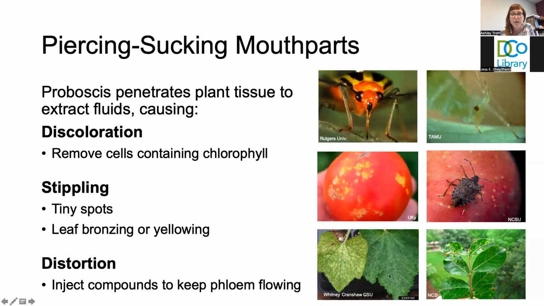Distortion, you can get this, for example, with aphids or with other things. That's what's going on here. They inject compounds to keep the phloem, which is the plant liquid that carries food and nutrients, flowing, right? Because they want all that liquid, they basically get the plant to keep giving that liquid, which causes distortion and kind of strange growth. A lot of times if you see aphids, for example, on a really young plant, you'll see distorted leaf growth just like this right at the very tip. And that's because they've kind of messed up all the regular liquid flow as those plants were growing.